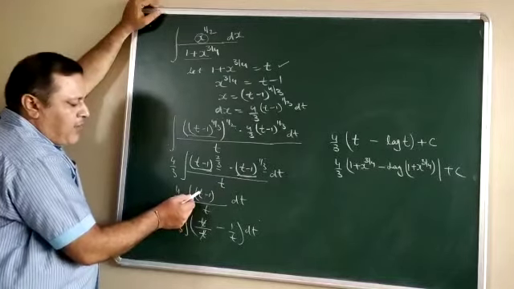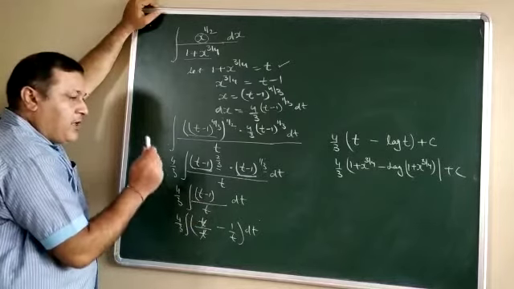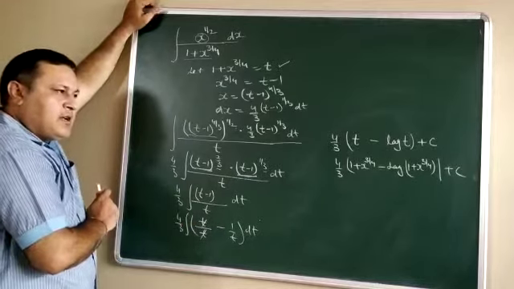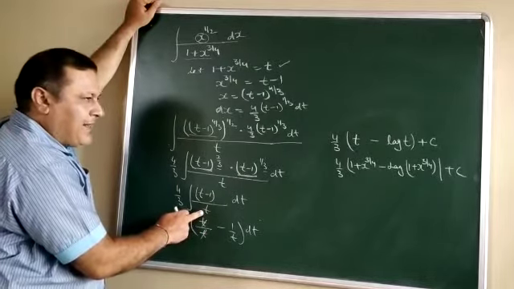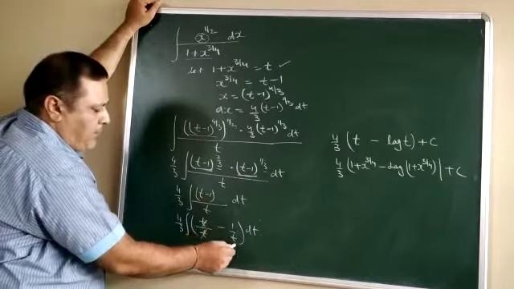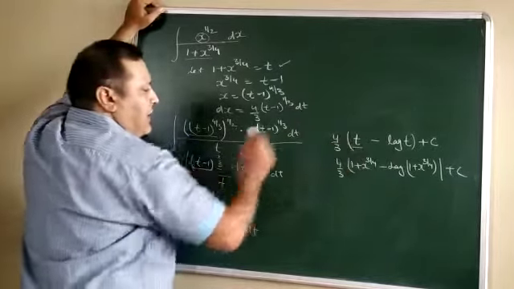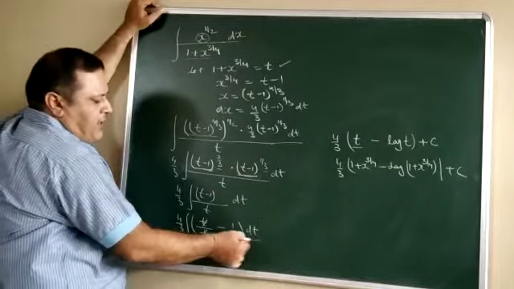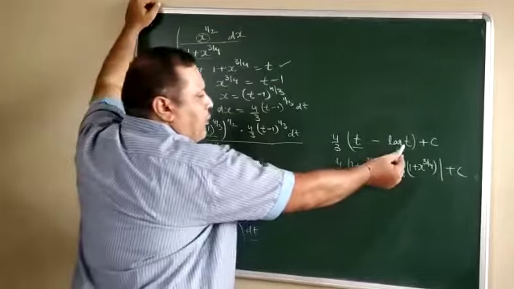If the numerator power is equal to or greater than the denominator power, in that case we go for division. But if there is only one term in the denominator, in that case we can divide it separately. So t upon t, minus 1 upon t. The t gets cancelled, only 1 is left. Integration of 1 is t, because we integrate with respect to dt. Integration of 1/t is log of t.